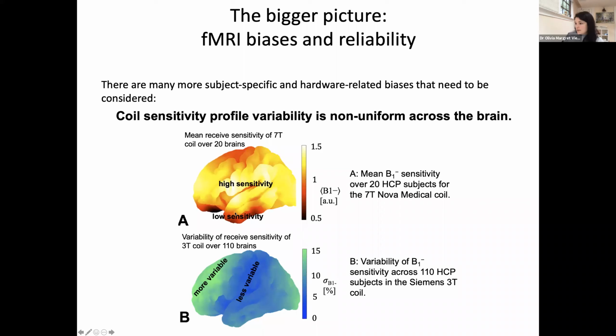So here, this yellow map is the mean receive sensitivity of the 7T coil that is provided by Nova Medical. You can see you get high sensitivity in the periphery, but you get this very low sensitivity on the bottom. That's the famous Nova Medical drop-off for those that do 7T scanning. But here, this is a variability atlas of receive sensitivity of the Siemens 3T head coil. And you can see that the frontal part is more variable in sensitivity, and the back, because those depend on padding and maybe also thickness of your skin and skull. And as I mentioned, the frontal part has this varying distance to the receive elements.